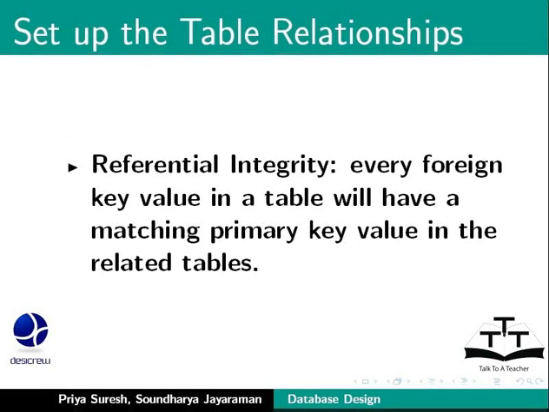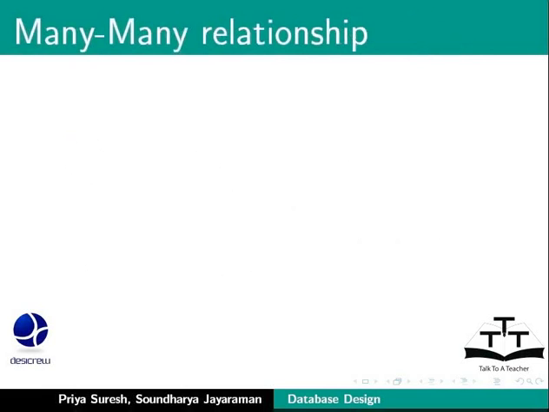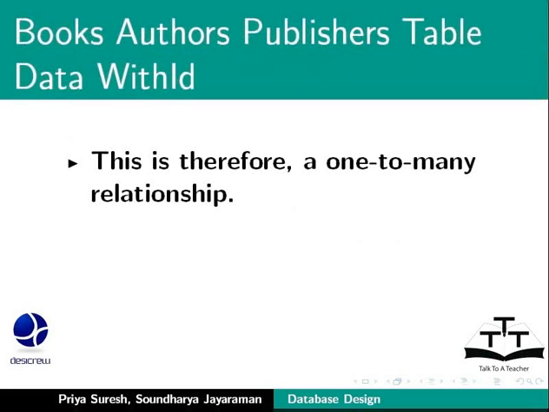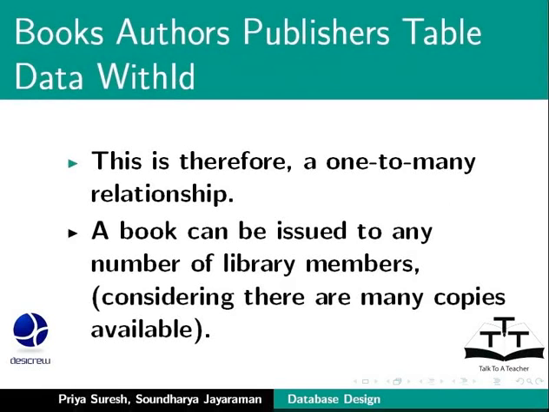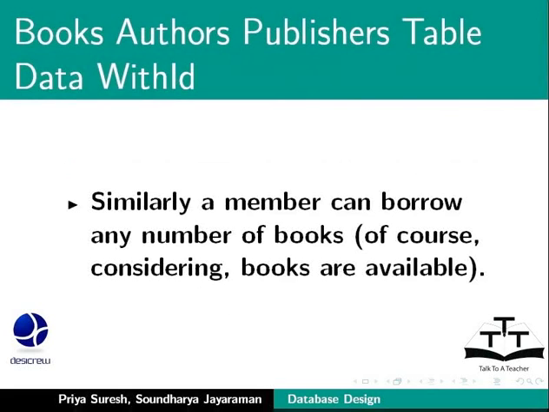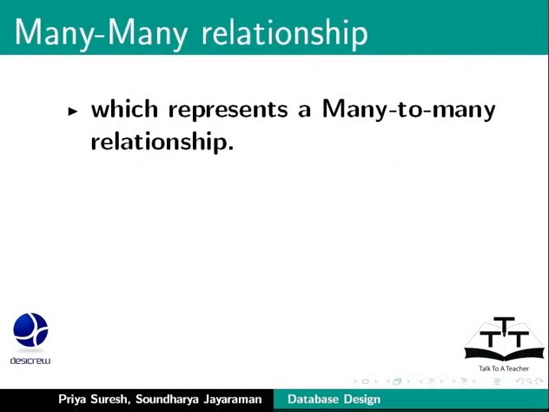Next, let us see what a many-to-many relationship is. Let us go back to the table design now. A book can be issued to any number of library members, considering there are many copies available. Similarly, a member can borrow any number of books, of course, considering books are available. So here we have an example of multiple books being issued to multiple members, which represents a many-to-many relationship.